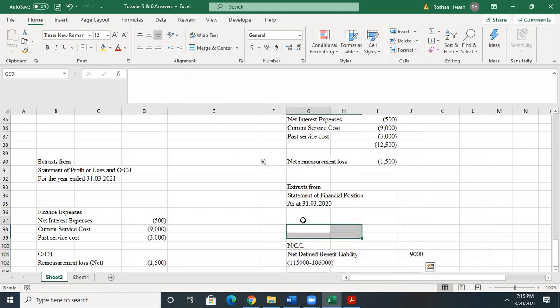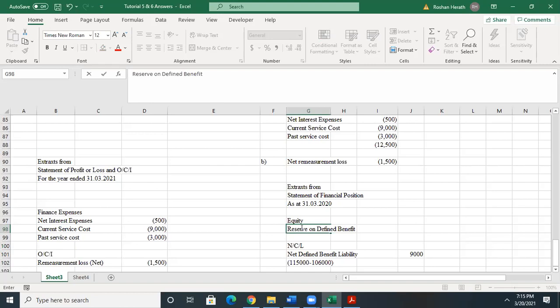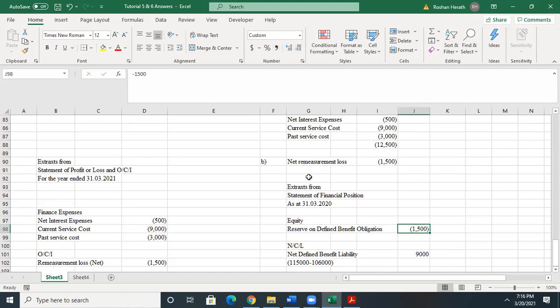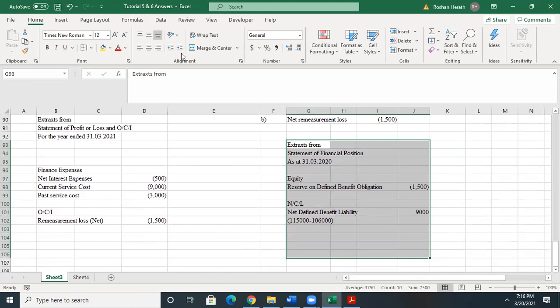Also you can show a reserve, since we have taken that to the OCI. So it's under the equity. You have a reserve, that is the reserve on defined benefit obligation, and that reserve has a negative value, 1,500, right? So this is the complete depiction of the situation.